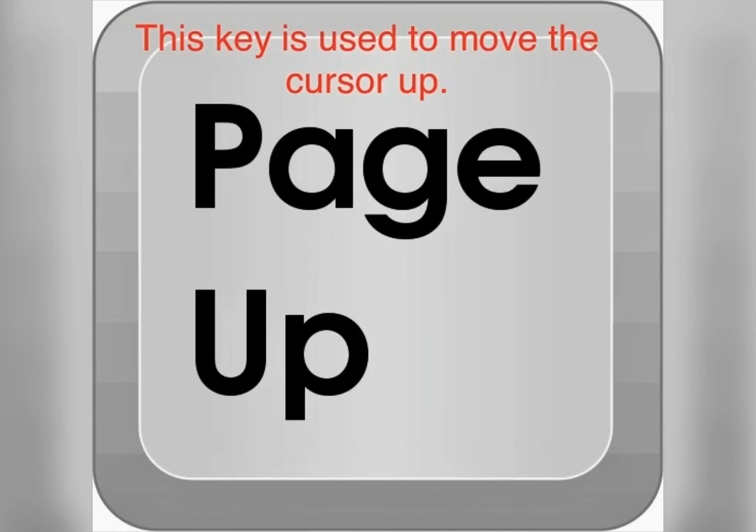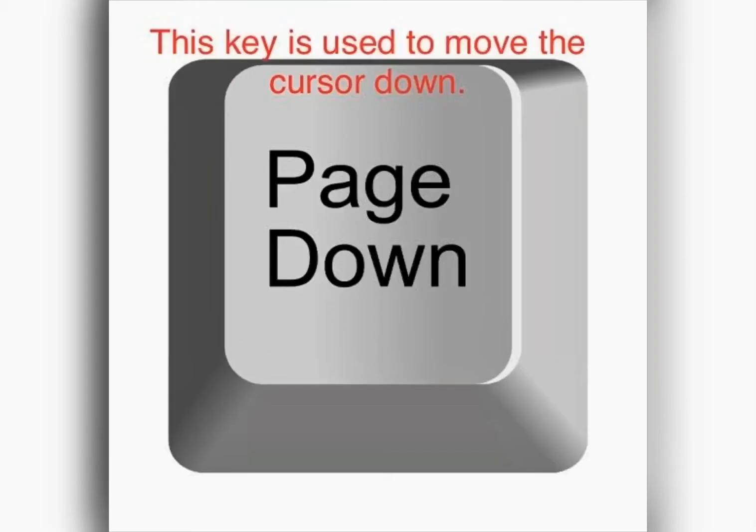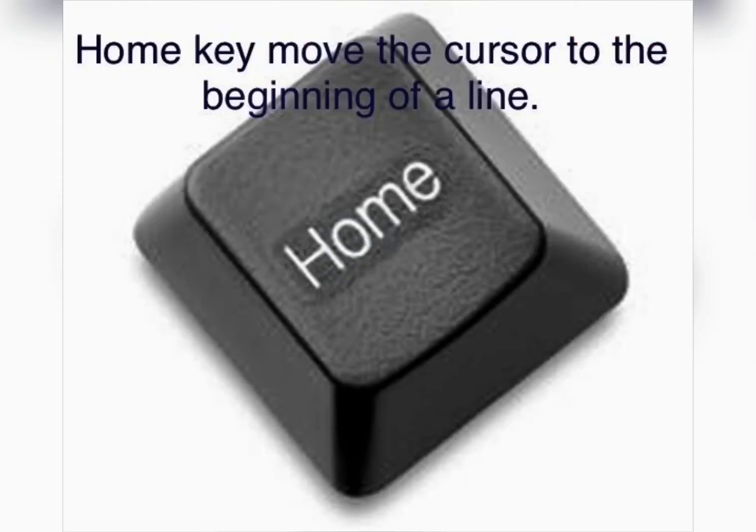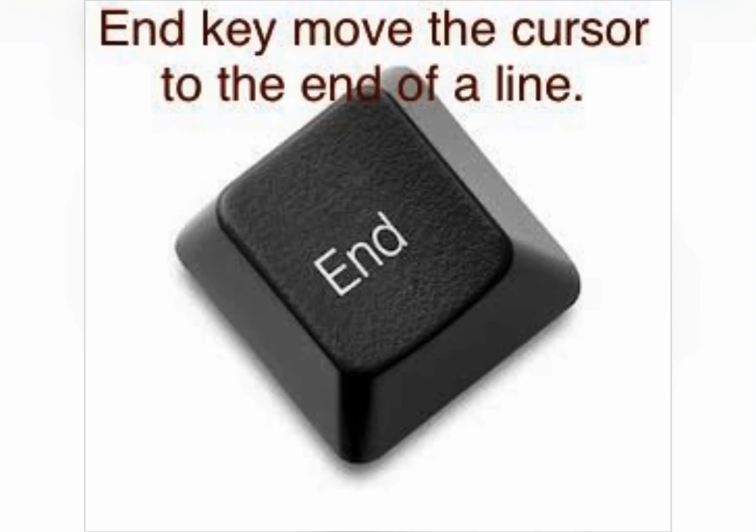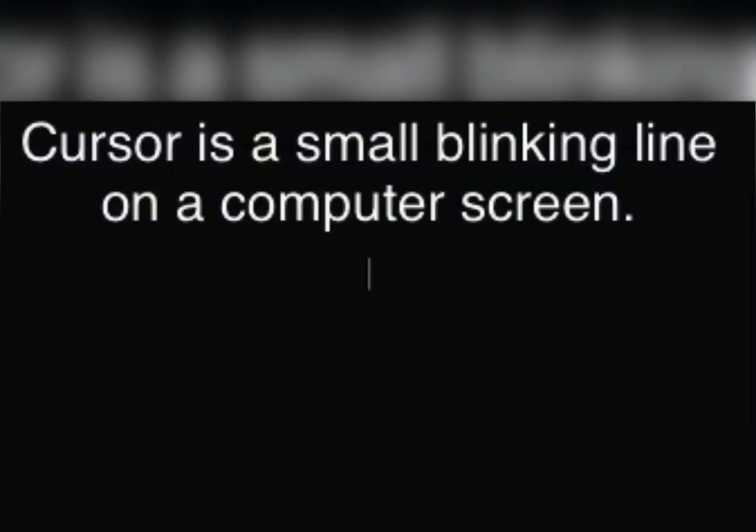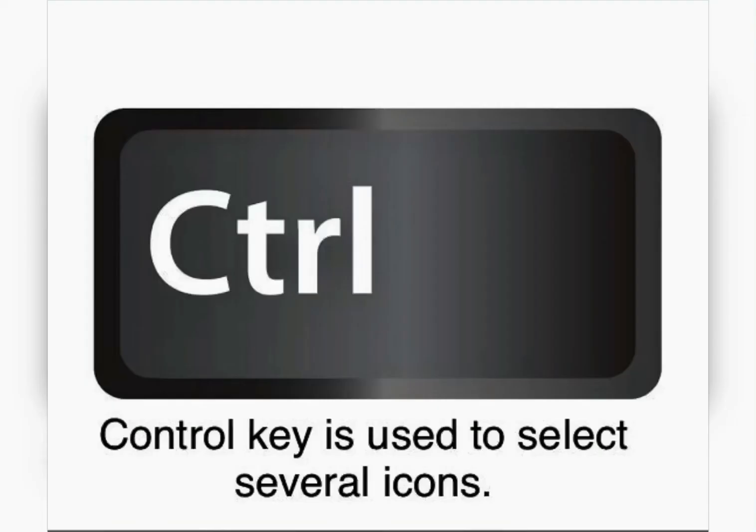Page up key is used to move the cursor up. Page down key is used to move the cursor down. Home key, move the cursor to the beginning of a line. End key, move the cursor to the end of a line. Cursor is a small blinking line on a computer screen. Control key is used to select several icons on the computer screen.